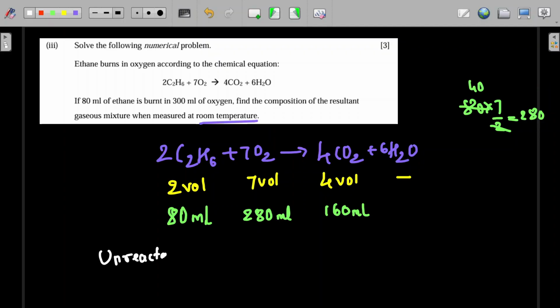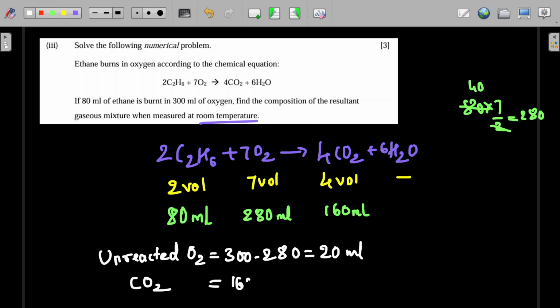Yes, Danish. So what will be the final composition? It will be carbon dioxide 160, and the remaining 20 of the oxygen. What oxygen? Unreacted oxygen you have to mention. So 20 ml will be unreacted oxygen and product CO2 will be 160 ml. So total volume will be 180. Anybody having difficulty?